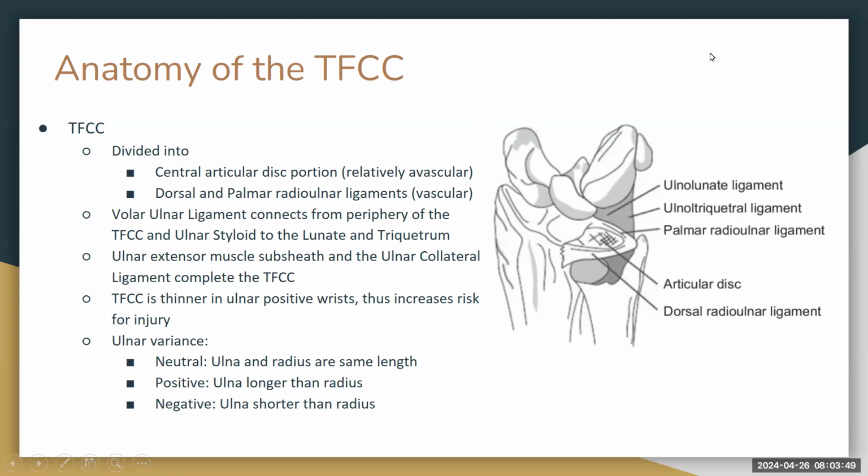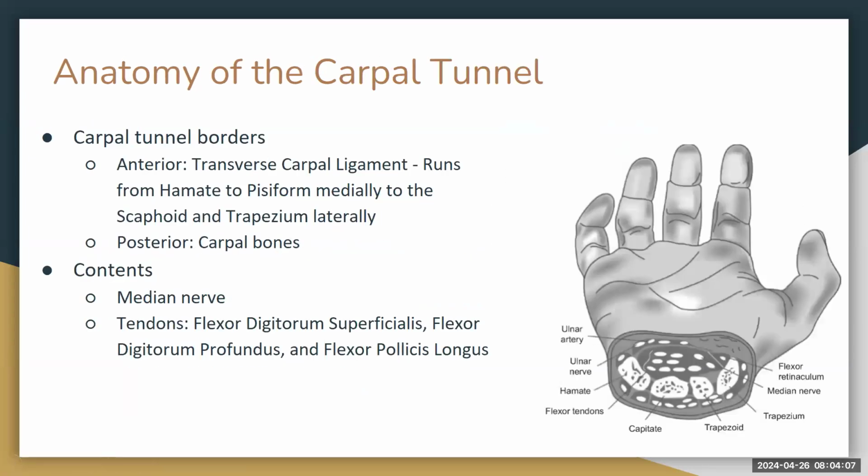So if there's a neutral ulnar variance, then the radius and ulna are the same length. If there's a positive ulnar variance, then the ulna is longer than the radius. And then you can imagine the negative ulnar variance is shorter than the radius.